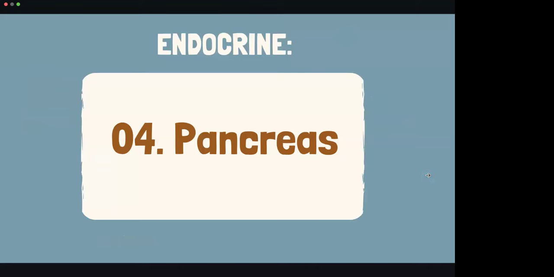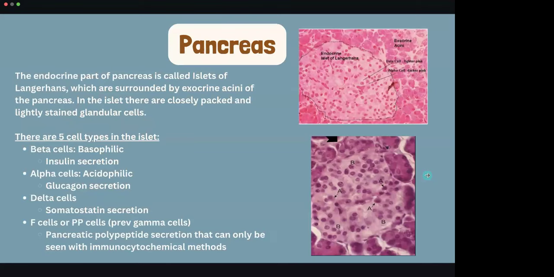Now, moving on to the pancreas. The pancreas is an endocrine and an exocrine organ, so it has both portions. The endocrine part of the pancreas is called the islets of Langerhans. The exocrine portion is the exocrine acini in the pancreas. The islets of Langerhans are surrounded by the exocrine acini, the exocrine pancreas.